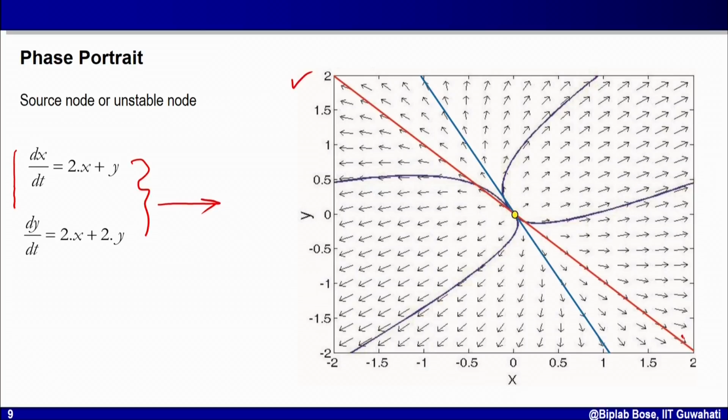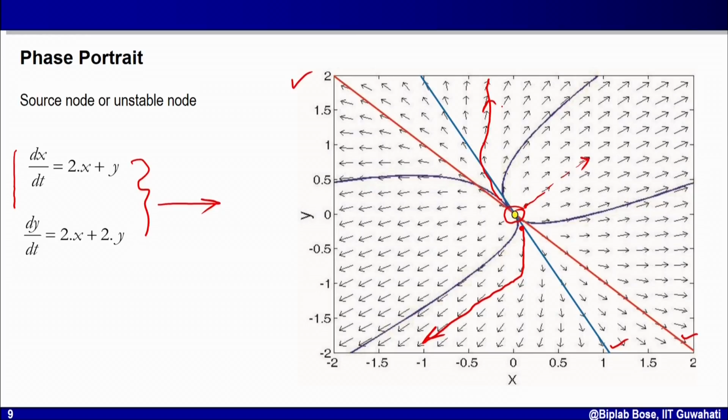Again, the null lines are shown by these two colored lines, and their point of intersection is the steady state shown by the yellow dot. If you observe carefully, if I start near this steady state, I will move away. If I start somewhere here near the steady state, I will move away. If I start somewhere here, I will eventually move away.